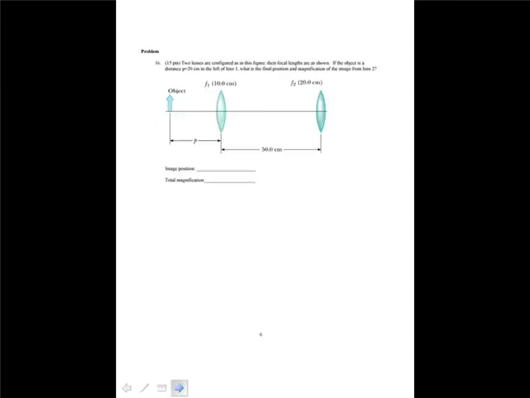Alright, two lenses are configured as in this figure. Their focal lengths are as shown. If the object is a distance p equal 20 centimeters to the left of lens 1, what is the final position and magnification? Alright, so P1 is equal to 20 centimeters. F1 is equal to 10. So I want to know what Q1 is. That's 1 over F minus 1 over P. The inverse of that, which is going to be 20 centimeters.